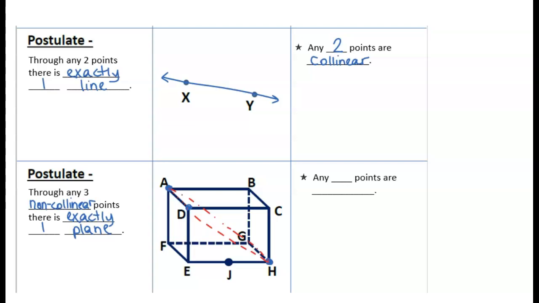So any 3 points are always going to make exactly one plane, so we say any 3 points are co-planar.